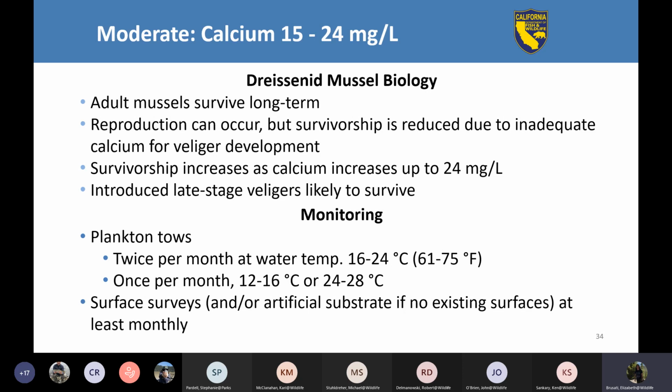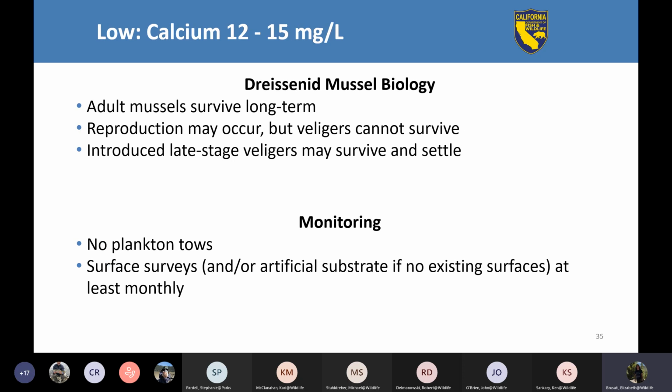And these recommendations based on the temperature and the calcium that I'm describing here are things that CDFW developed based on a synthesis of available literature over the past few years. So we're not using one source here, we're using a combination of sources to develop recommendations that we feel are most effective for monitoring. Now, if your calcium is lower, we're calling low calcium 12 to 15 milligrams per liter.